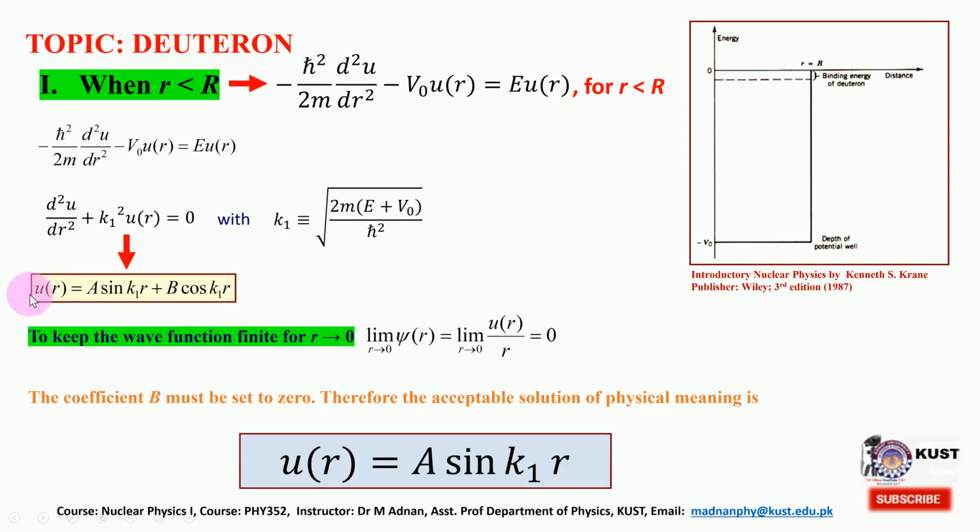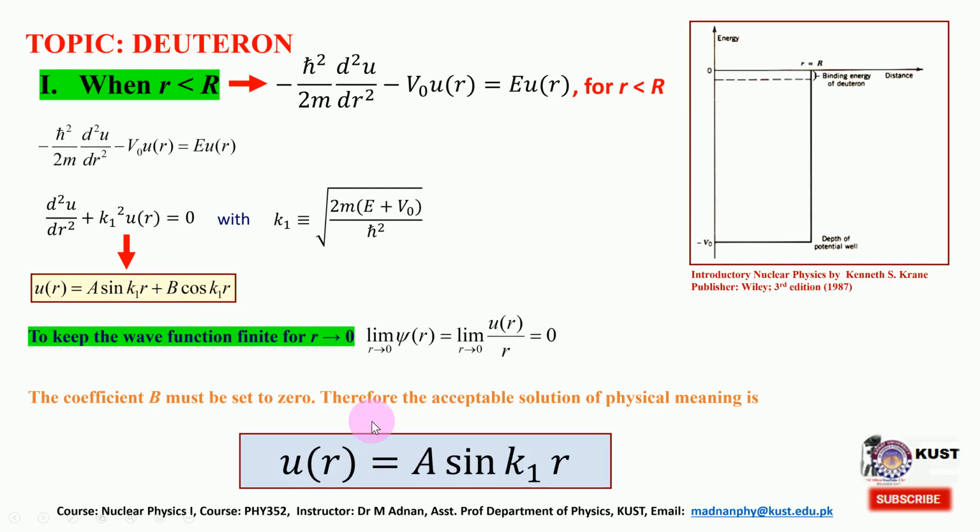Now if we just put this U equal to 0 by putting R equal to 0 in this equation, this function will give you 0 and this will give you 1. So that means that this B is 0. That is, the coefficient B must be set to 0. Therefore the acceptable solution of the physical meaning is given by this A cos 1 of R.